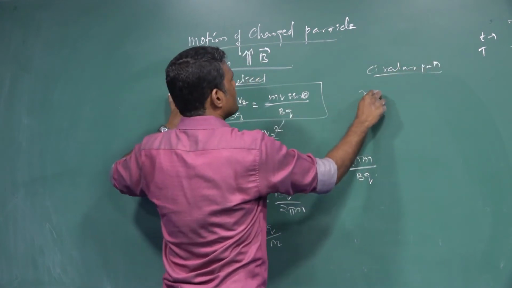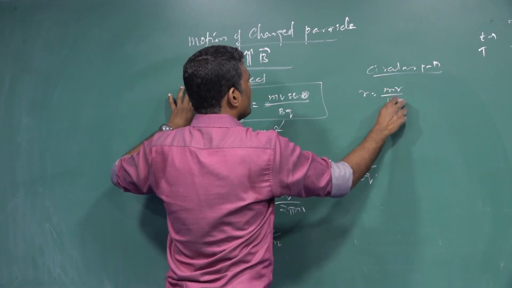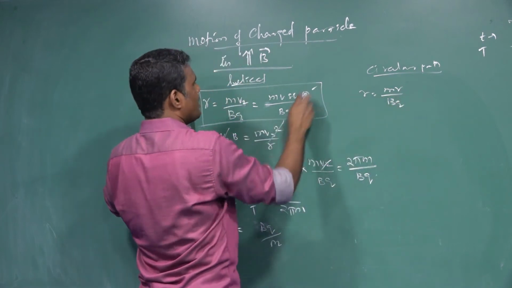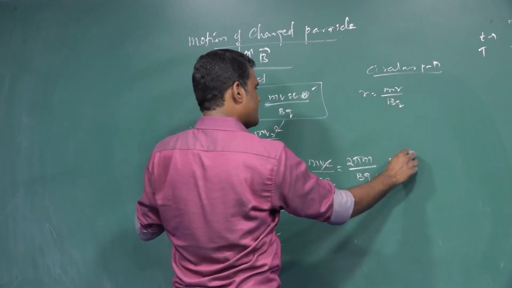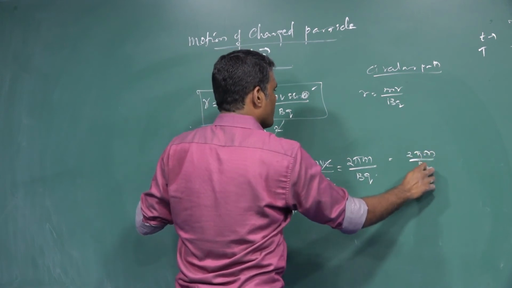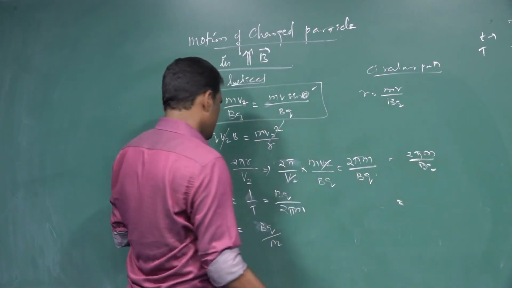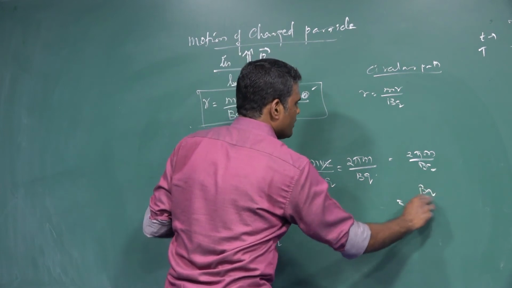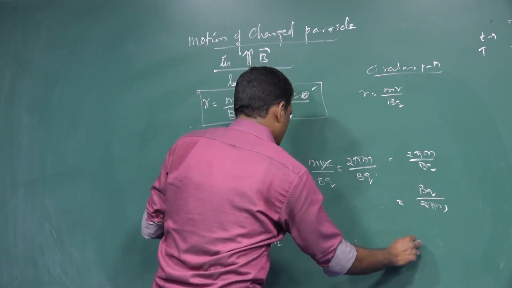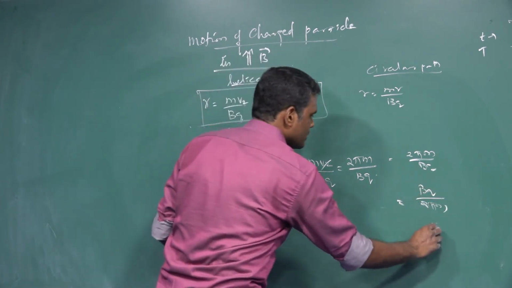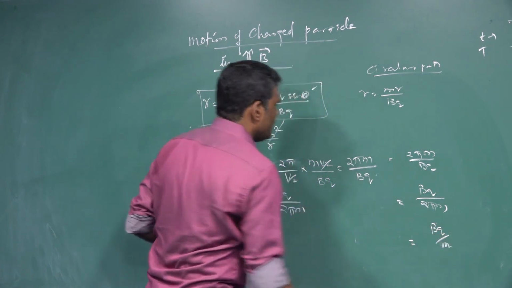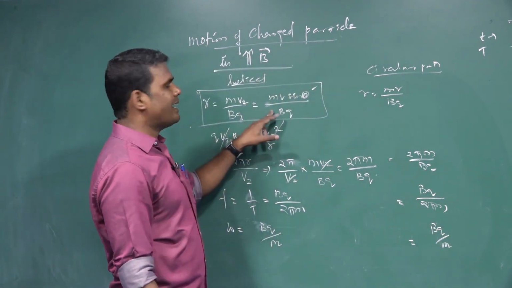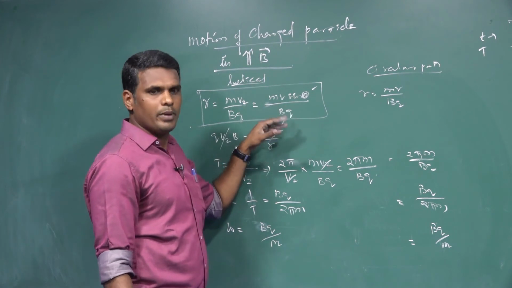In the circular path, r is simply mv divided by bq. This is mv sin theta by bq. Time period is the same, 2 pi m by bq. Frequency is the same, bq divided by 2 pi m. And then angular frequency is also the same, bq divided by m. So the only difference is with the radius, r equals mv sin theta divided by bq.